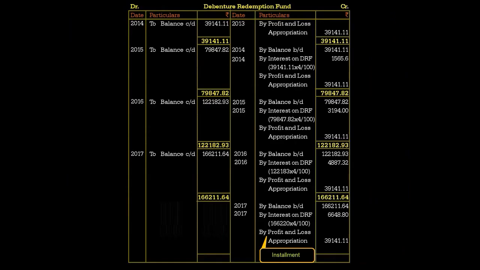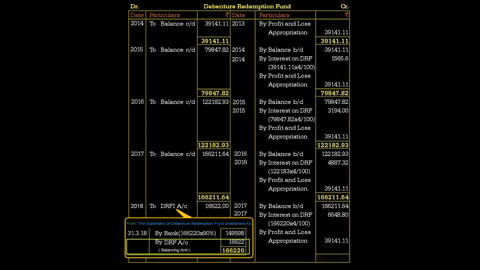1,66,220. Now we have to go back and close the debenture redemption fund account. So now in investment account, credit side we have written by debenture redemption fund account. That will be transferred to fund account to the opposite side. That is the debit side. Go to debenture redemption fund account, in that opposite side. That means the balancing figure in investment account will be written in the opposite side of fund account. That is to side. See the last entry in the fifth year. To debenture redemption fund investment account, same amount 16,622. Credit of investment will be transferred to debit of fund account.